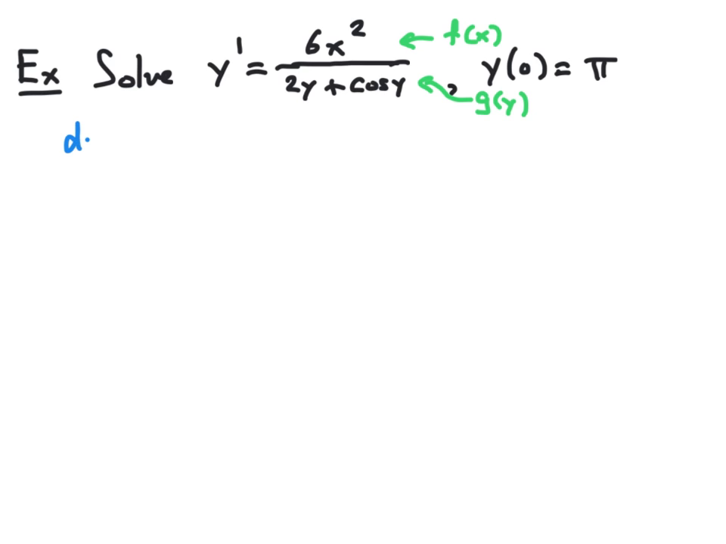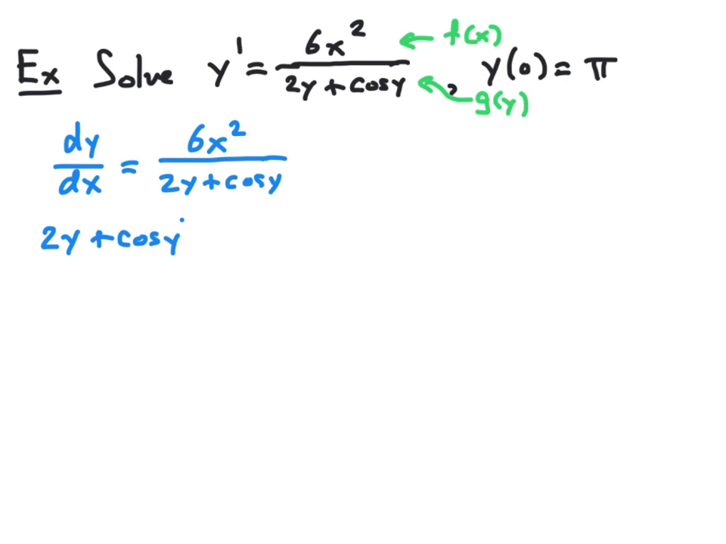So in order to solve it, our first step is to rewrite our derivative y prime as dy dx, and this will allow us to artificially separate our derivative dy and dx, so that we can get the x's on one side and the y's on the other. In order to do that, we can multiply both sides by 2y plus cosine y, the denominator on the right side. And we'll go ahead and multiply that by dy over here. And we're also going to multiply both sides by dx. And what we're effectively doing here is moving all the y's to the left side and all the x's to the right side.